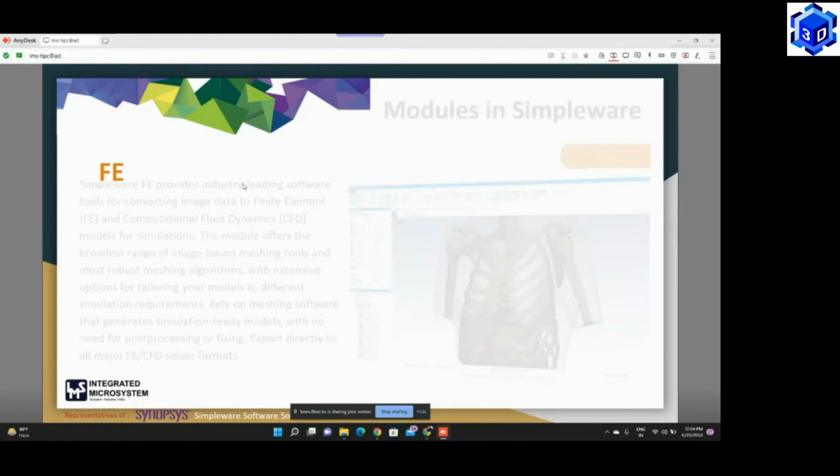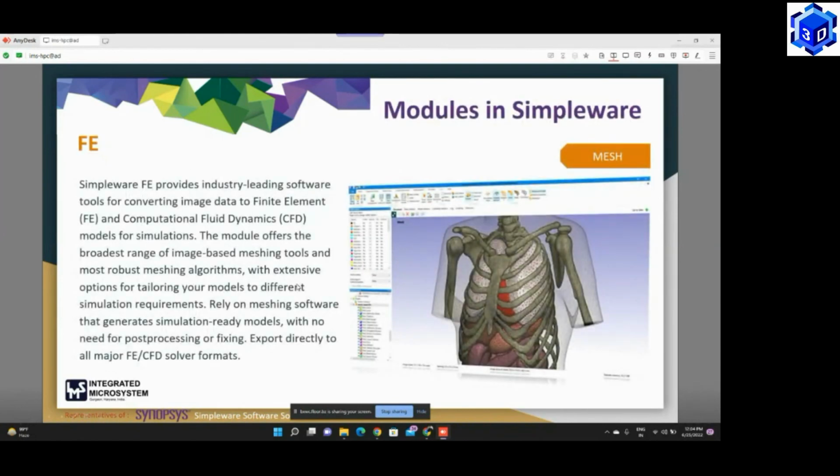This is the FE module. It allows you to perform finite element meshing, and the module offers the broadest range of image-based meshing tools. It allows you to generate robust meshing out of the DICOM images or the data set that you have. You can rely on this meshing because it uses an algorithm which is based on finite elements.